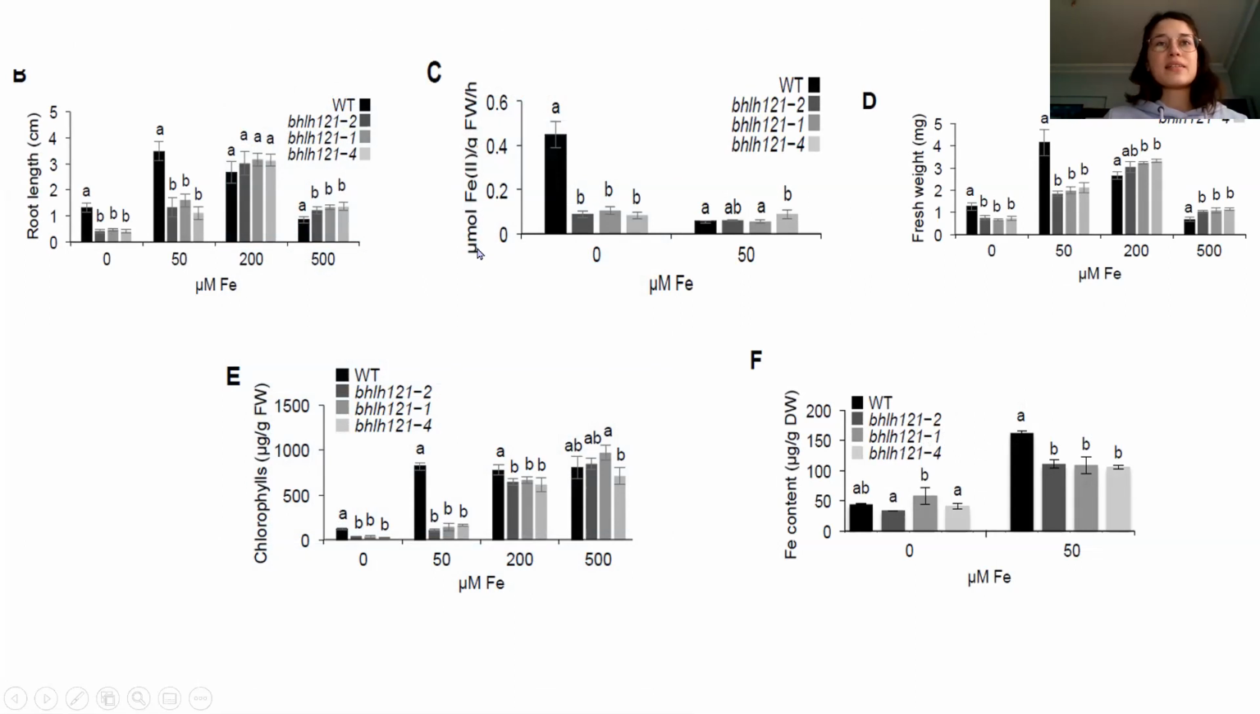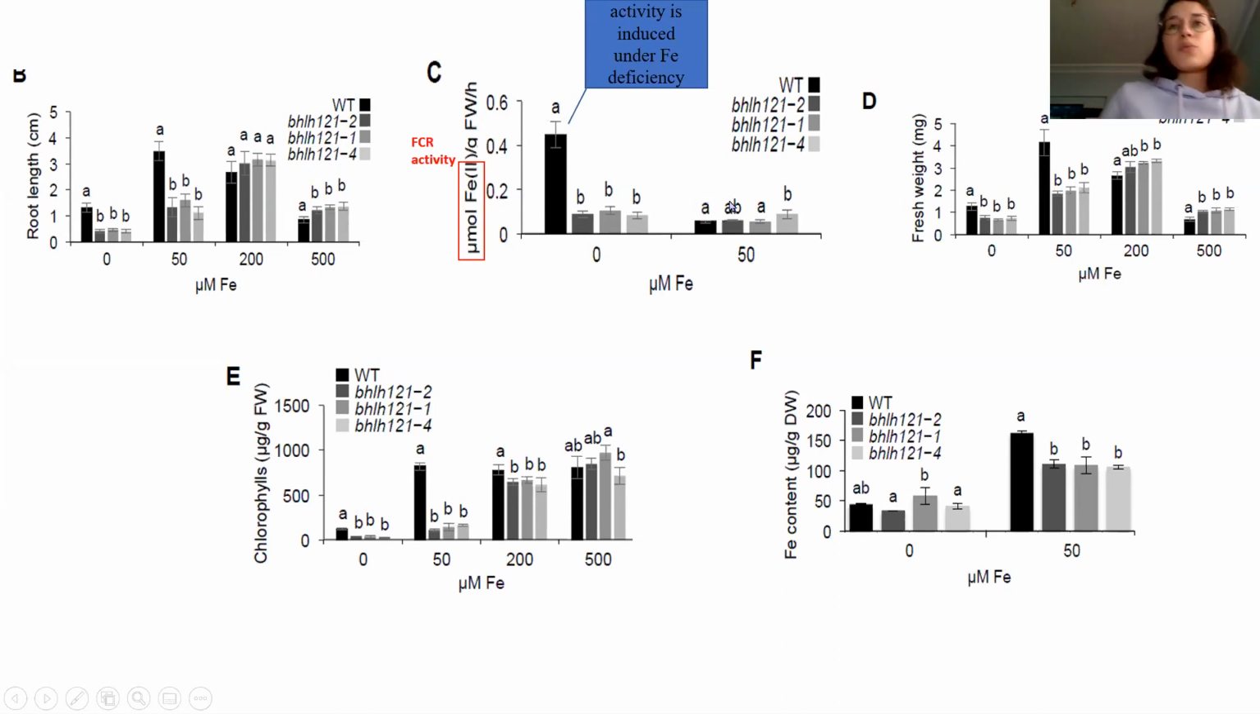In part C, we see the micromolars of iron 2, which is the indicator of ferric chelate reductase activity. And this activity, ferric chelate reductase activity, is induced under iron deficiency. So when iron is not present, wild type FCR activity is higher than the mutants. However, in control conditions, their activity is not very different in wild type and mutants. When we compare the fresh weight, we see that in iron deficient conditions and control conditions, fresh weight of wild type is higher than the mutants.